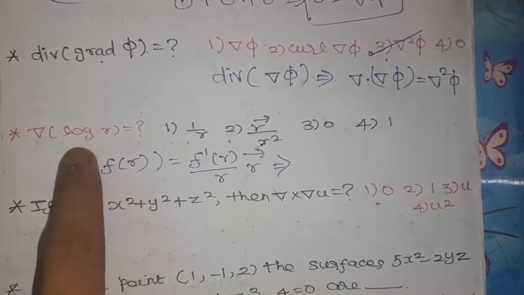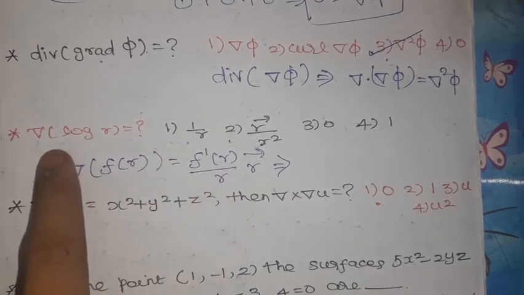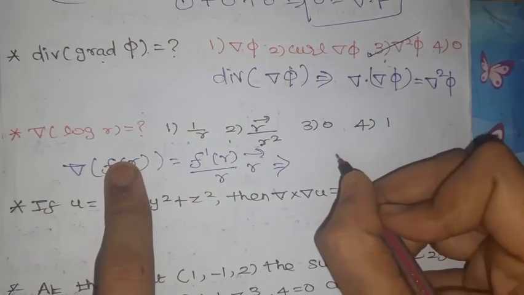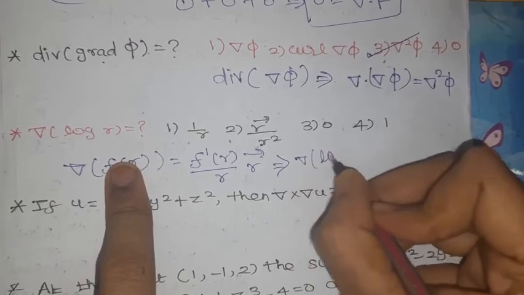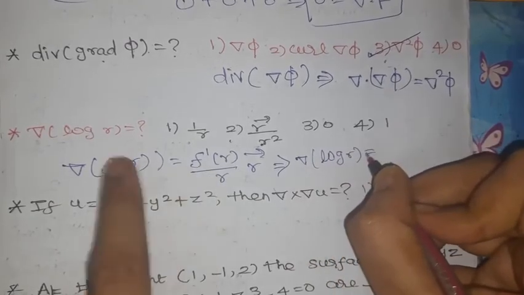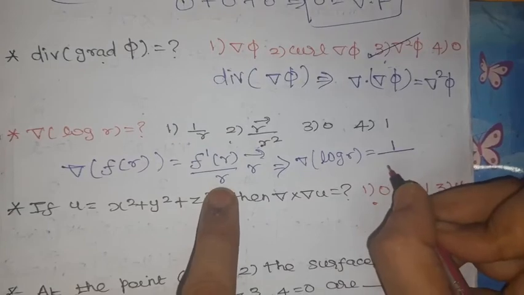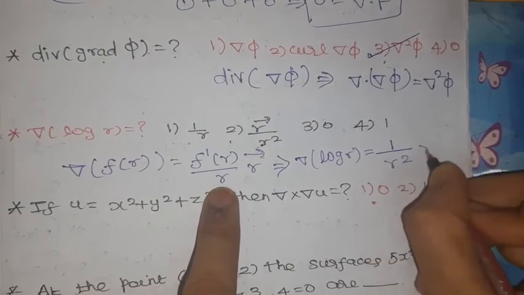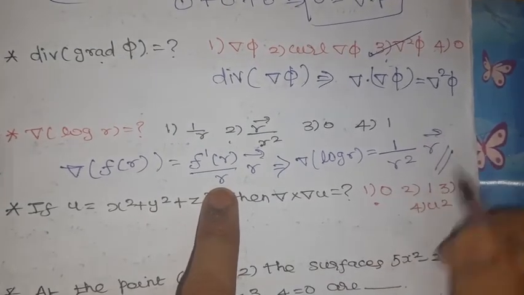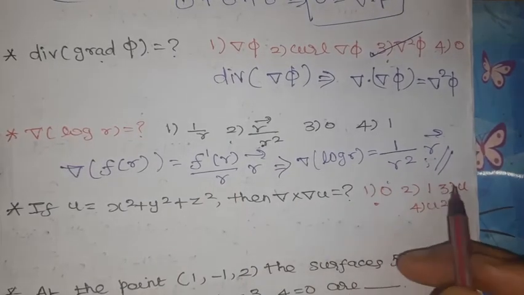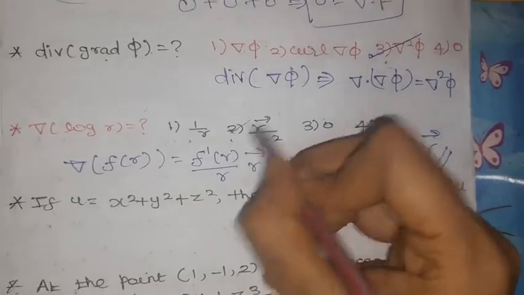So what is f of r? f of r is log r. f dash of r is obtained by differentiating with respect to r. So del of log r is f dash of r, which is 1 by r, and already one r is there in the denominator. So 1 by r squared into r vector. So del of log r is nothing but r vector divided by r squared. Very simple. Just apply the formula and then find out.